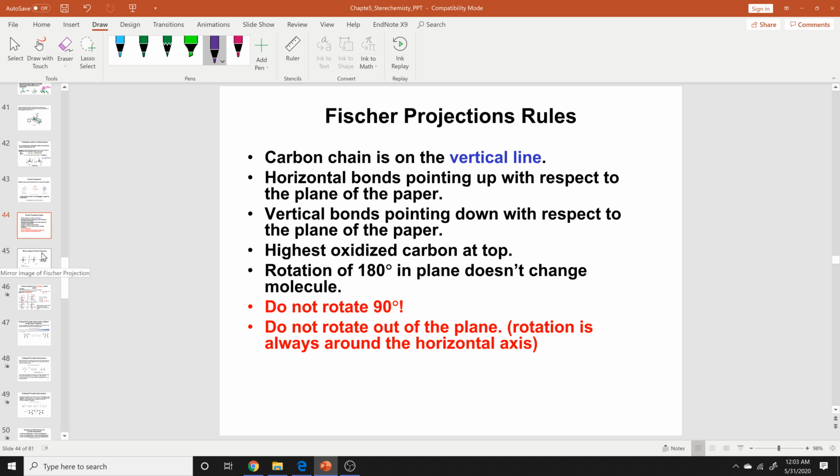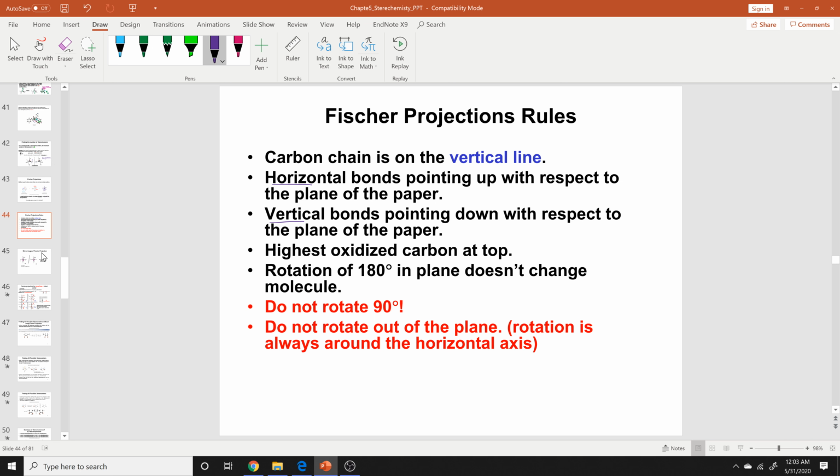There are rules for the Fisher projection. As we said, the carbon chain is always on the vertical line. Fisher projections are represented in forms of horizontal bonds and vertical bonds. The horizontal bonds are the bonds that are pointing up with respect to the plane of the paper, so they are in front. The vertical bonds are pointing down with respect to the plane of the paper, so they are behind. The highest oxidized carbon is always on the top.